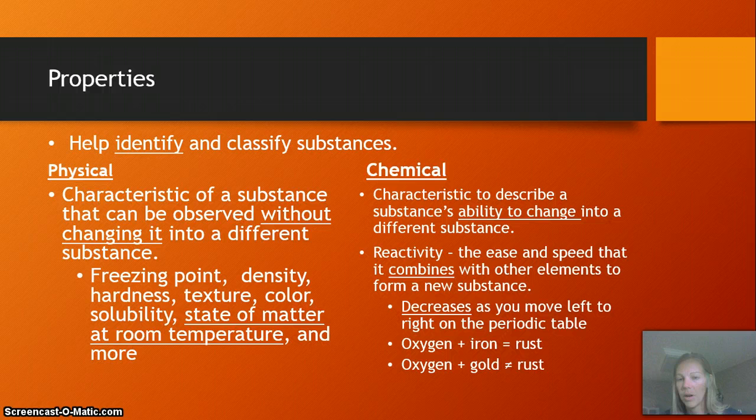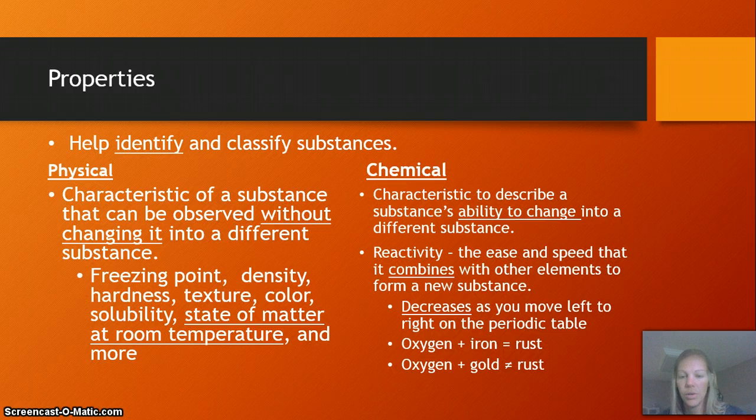So if it's not reactive at all, then its ability to change chemically is less, and then vice versa. So reactivity on the periodic table is always more on the left side of that group of elements and less as you go over to the right side of that group of elements. Let's take oxygen. Oxygen is pretty reactive, and it is a non-metal, gaseous non-metal. And then let's take iron and gold and look at those for a second.